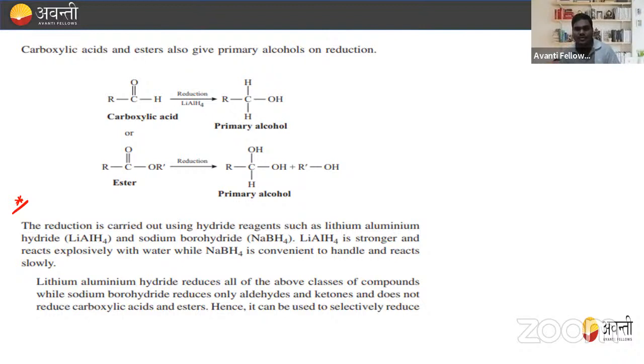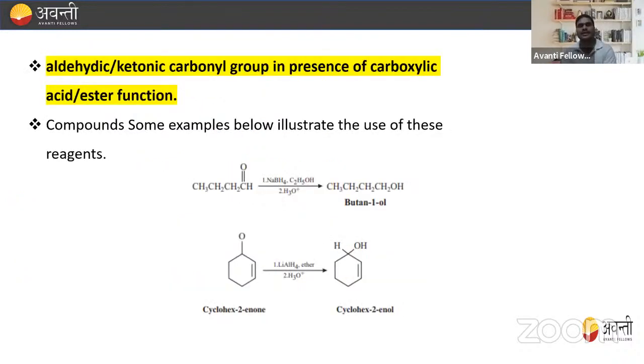LiAlH4 is stronger and reacts explosively with water, while NaBH4 is convenient to handle and reacts slowly. Lithium aluminum hydride reduces all of the above classes of compounds, while sodium borohydride can reduce only aldehyde and ketone. It does not reduce carboxylic acid and ester. Hence, it is used to selectively reduce aldehyde and ketonic carbonyl groups in the presence of carboxylic acid and ester function. Some examples below illustrate the use of these reagents.